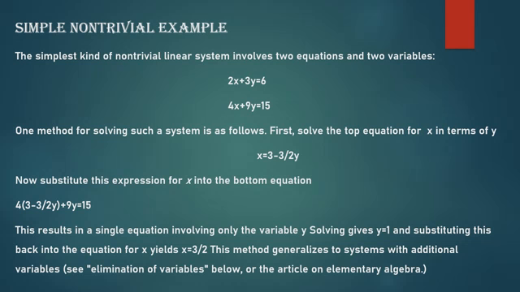Then we'll get 4(3 - 3/2 y) + 9y = 15. This results in a single equation involving only the variable y. Solving gives y = 1, and substituting this back into the equation for x yields x = 3/2. This method generalizes to systems with additional variables. See elimination of variables below or the article on elementary algebra.